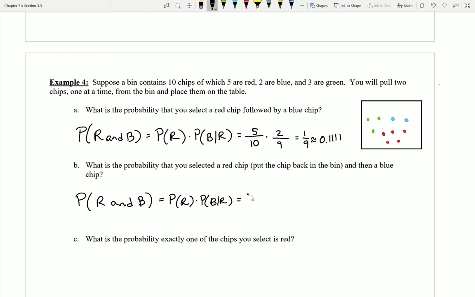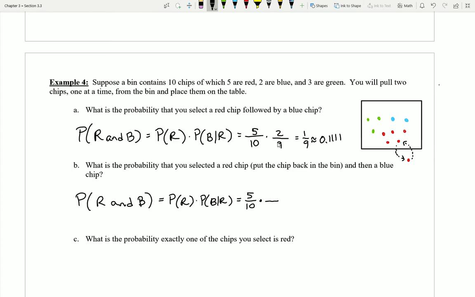If I pull out a red chip, I still know that's got a 5 out of 10 chance. I'm going to imagine taking that red chip, pulling it outside, but then once it's outside, remember I'm told that I need to put it right back inside the bin. So I pull it out, I notice that it's red, and then I drop it right back into the bucket. Well, now I have to ask, what are the chances now that I pull a blue chip?